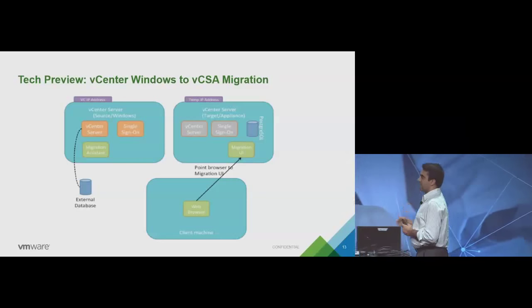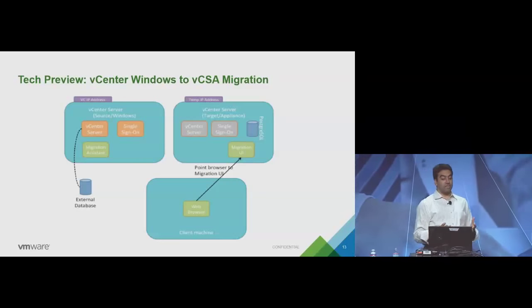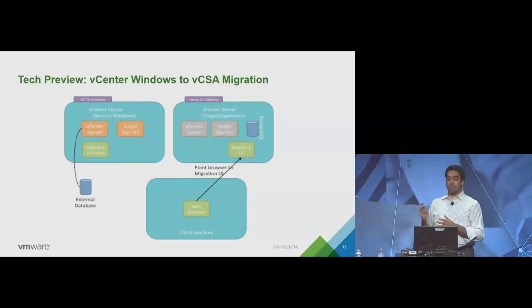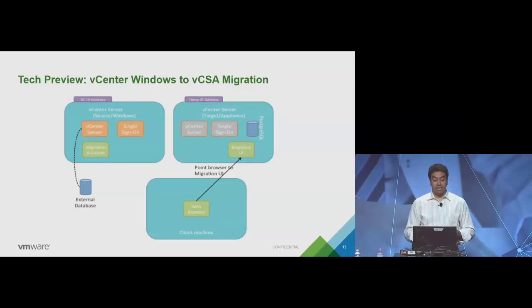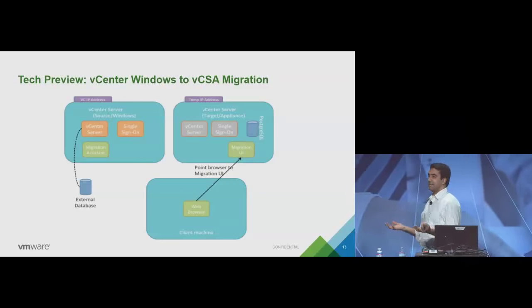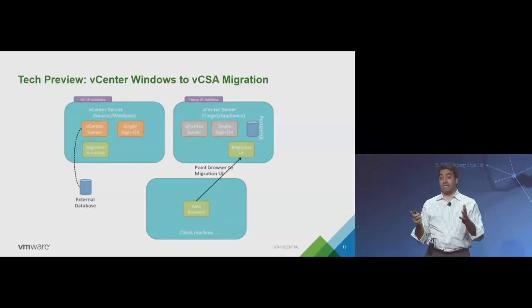What you're seeing here is, on the left, a Windows box. I have, let's say, vCenter Windows, typical with an external database. It could be SQL or Oracle. What I want to do is move to the appliance, which is on the right side. The appliance has an embedded Postgres database. In this case, both of them are running single sign-on, or SSO, embedded. There is a third machine, the client machine, that is basically just my browser. The browser is for me to connect to the appliance UI. As I said, in 6.0, we are shipping an appliance management UI.